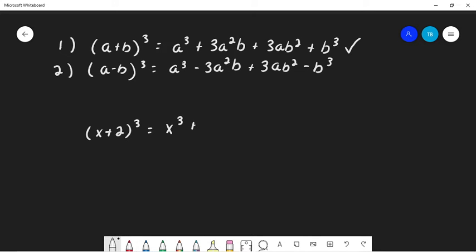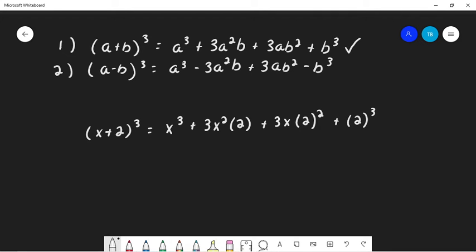And then we add 3 times the first term in the binomial squared, so that's x squared, times the second term, which is 2, plus 3 times the first term in the binomial, which is x, times the square of the second term, so that's 2 squared, plus the cube of the second term, so that's 2 cubed.